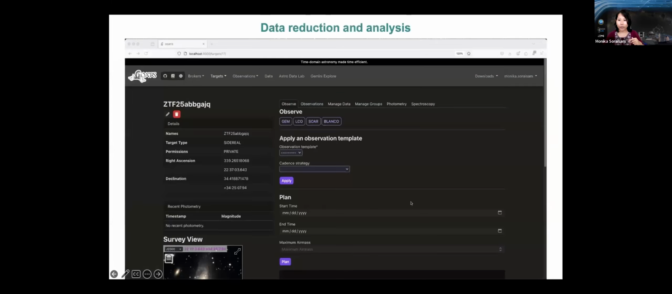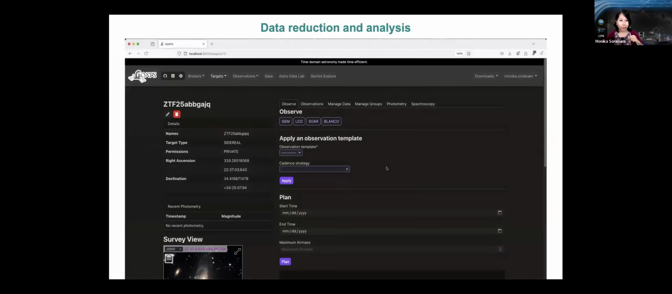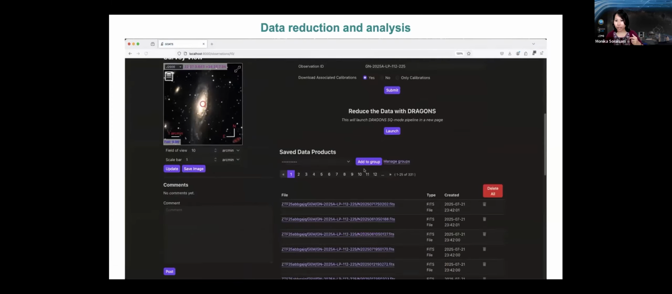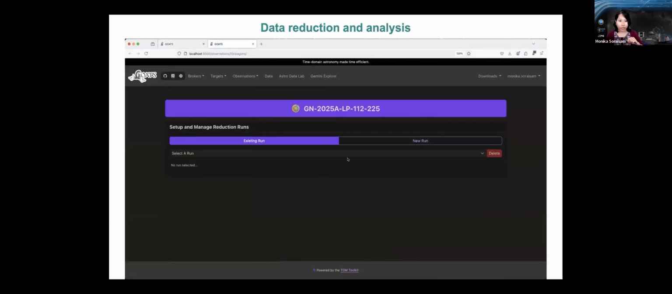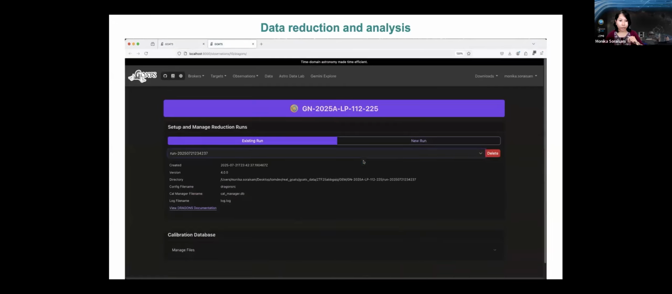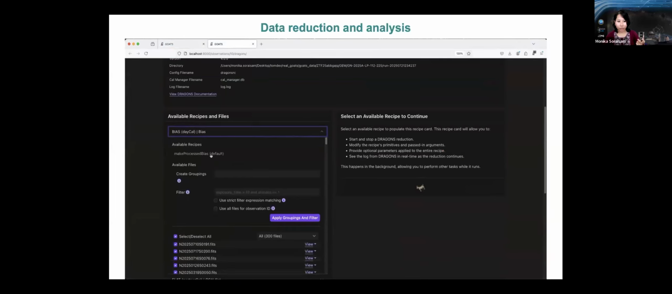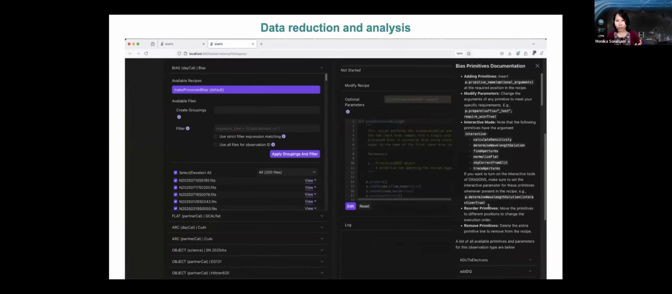So for instance, launch Dragons, which is the data reduction software of Gemini. And we have also included a lot of nifty features to make Dragons processing very user-friendly on our interface. So for instance, one will be able to see the actual data reduction code that is being used. You can edit it if needed, and access the documentation of Dragons on the fly, and so on.